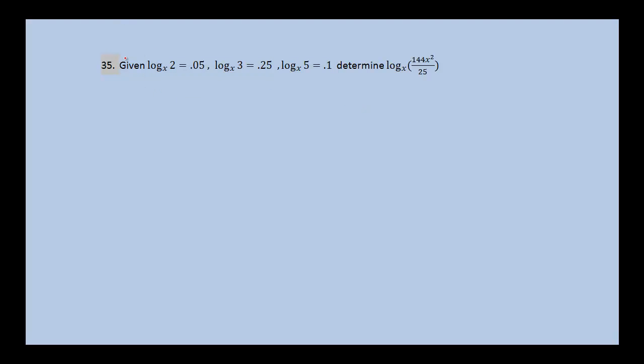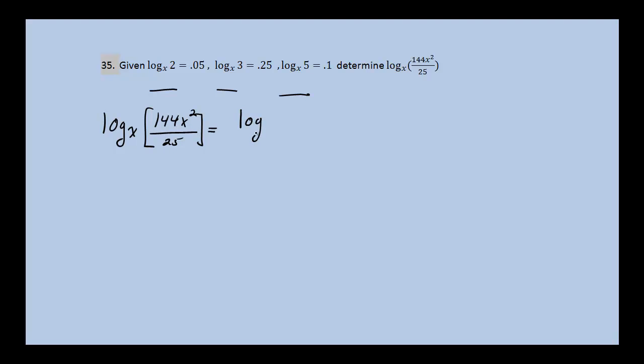So here we recognize that we have log base x of 2, log base x of 3, and log base x of 5. So we're going to have to transform this into log base x of 2s, log base x of 3s, and log base x of 5s. If we have log base x of 144 x squared all over 25, I can rewrite this as the multiple of 144x squared, so we can add these two logs, and then we're going to subtract the 25 at the end.